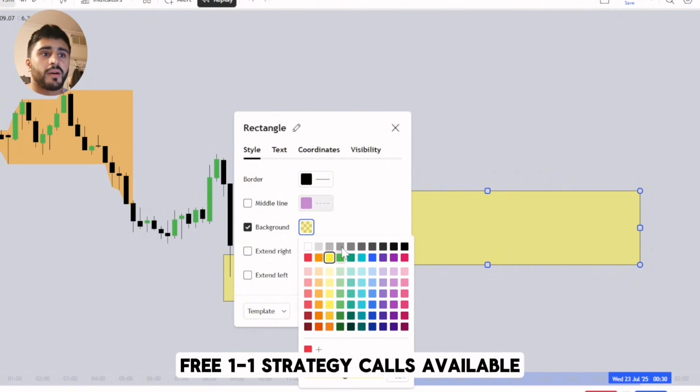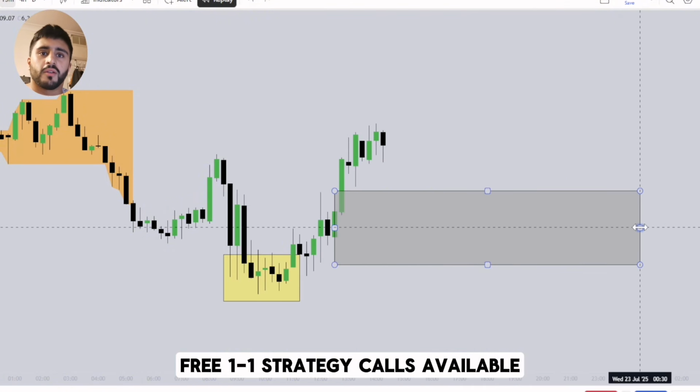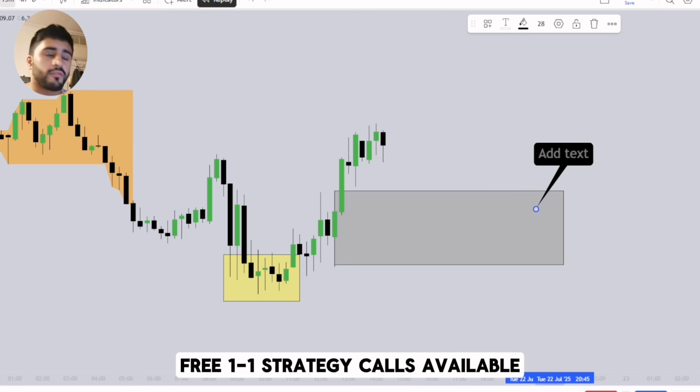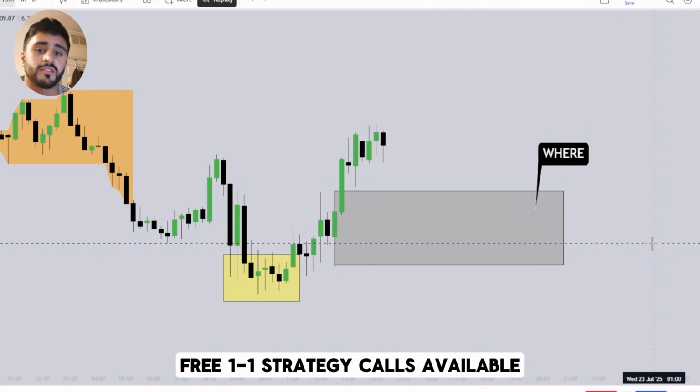I get questions about my POI selection. How do I form a POI? This is what we're going to be going over, because this is the where. When you're trading, you need to know where you are trading from. So this is the where. Let's just understand what makes this a key level, what makes this a POI.